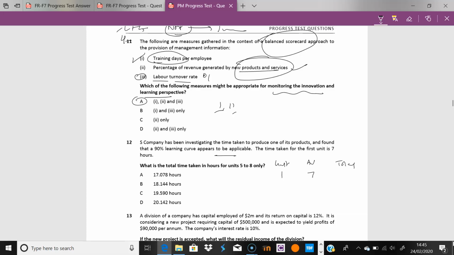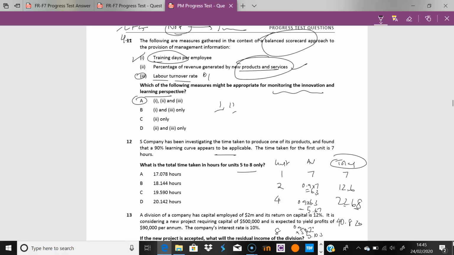First unit, 7 hours, total time 7 hours. That means the second unit, so the average time is 0.9 times 7, which is 6.3, and therefore the total time is 2 times 6.3, which takes you to 12.6. If you double that again, you have 4, and then you have 0.9 times 6.3, which is equal to 5.67. The total time must be 4 times 5.67, total time 22.68. Then you have, if you like, 8 units, that's 0.9 times 5.67, which is 5.103, and the total time must be 40.82. This question is, what is the total time it takes to go from unit 5 to unit 8?